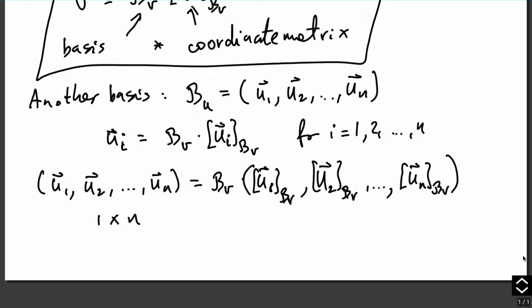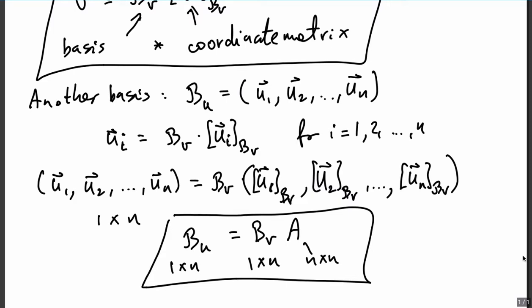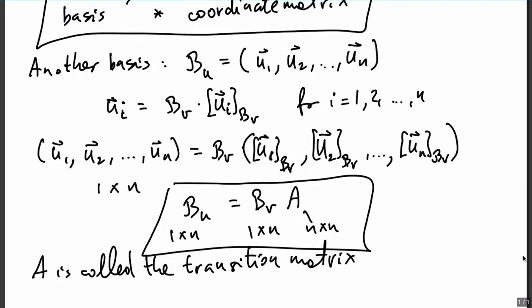So what we get here is that the BU basis can be written as the BV basis times a matrix A. This is a 1 by n vector, and this is also a 1 by n vector. What we get is that A must be n by n in order to match the sizes. So this already talks about how to relate one basis with the other, how to change basis. In fact, this A is sometimes called a transition matrix from base U to base V.